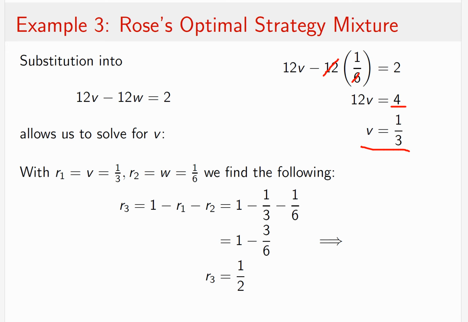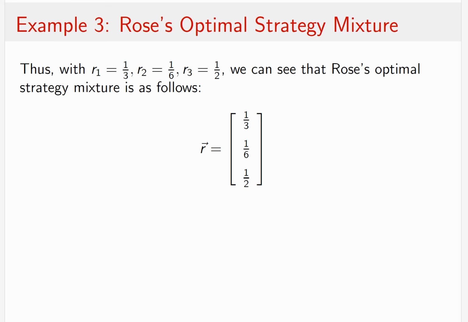So we're doing well. And then to get, since we have v and w equal 1/3 and 1/6, right, we know that the last one has to be 1/2. That's pretty straightforward arithmetic. So this one simplified nicely. And we have Rose's optimal strategy mixture. 1/3 is the first component, 1/6 for strategy B, 1/2 of the time she should play strategy C.